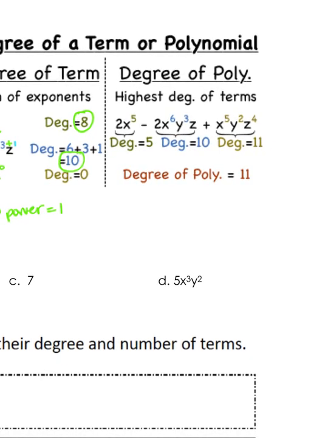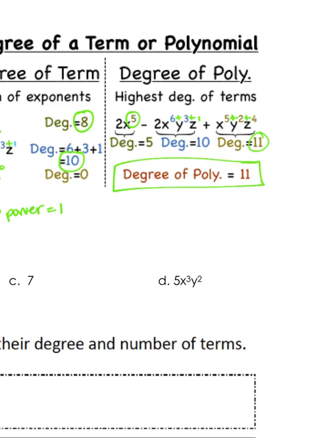For polynomials, we're going to take the highest degree of terms, so you're going to need to look at all terms and figure out which one has the highest degree. So this first one, there's only one exponent, so the degree is 5. For the second one, we are adding all of these together, and remember that this is a 1, so that gave me a degree of 10. And then this last one, we're adding together and getting a degree of 11. So 11 is higher than 10 or 5, so that would be the degree of that polynomial.